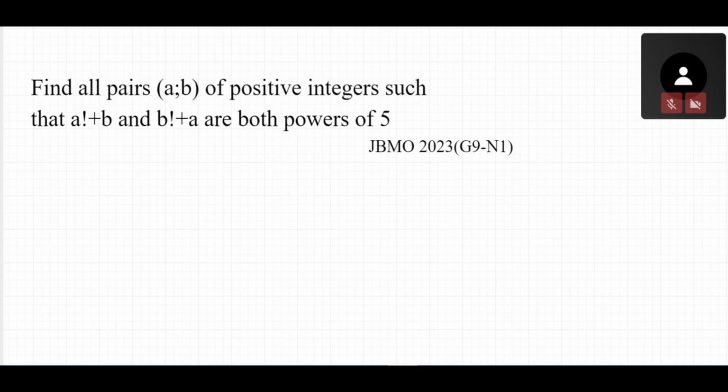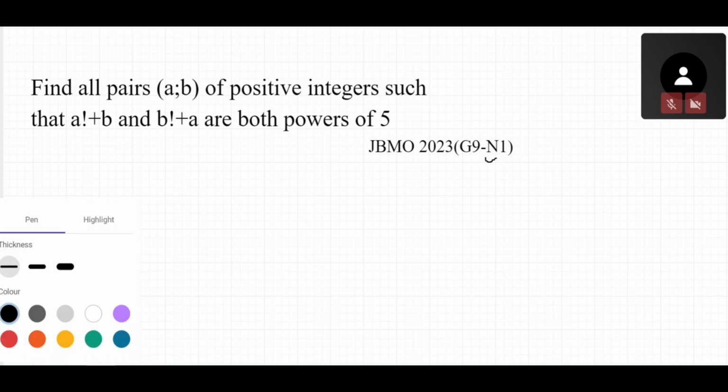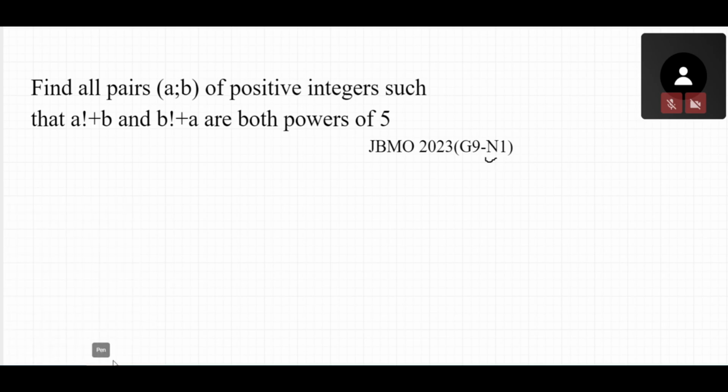Today I posted one question from the Junior Balkan Mathematical Olympiad 2023. It was number theory problem 1. You can also find it on the internet. It says: find all pairs (a, b) of positive integers such that a factorial plus b and b factorial plus a are both powers of 5. Okay, let's start the question.